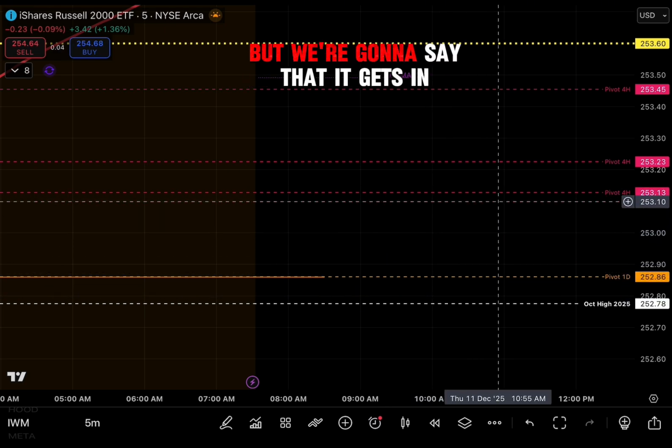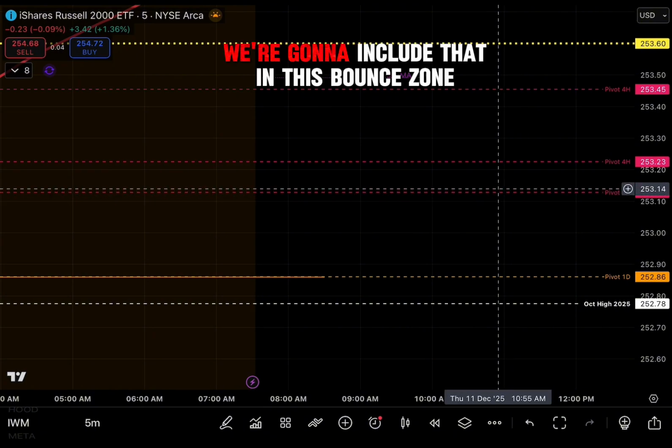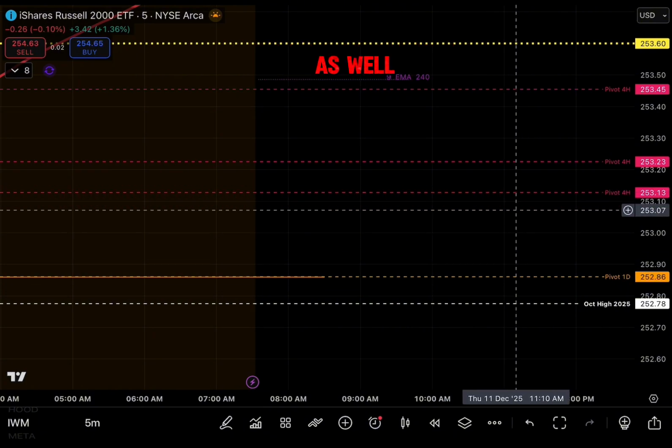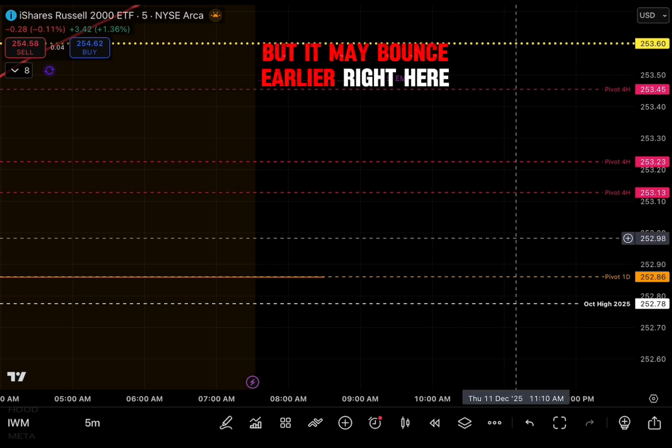But we're gonna say that it gets in a little early. So this pivot right here, we're gonna include that in this bounce zone as well. All right, but really we want it to come down to here, but it may bounce earlier right here.